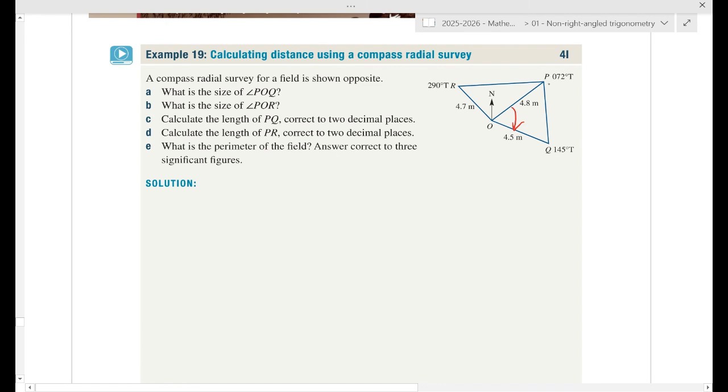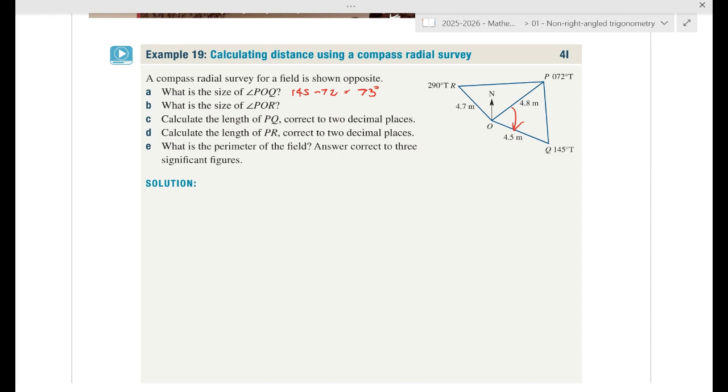So, we've gone 72 degrees to get to that one, and then 145 in total to get that one. So, we're looking at the difference between them. So we are doing 145 minus 72 will give us 73 degrees. So that's our angle between them.